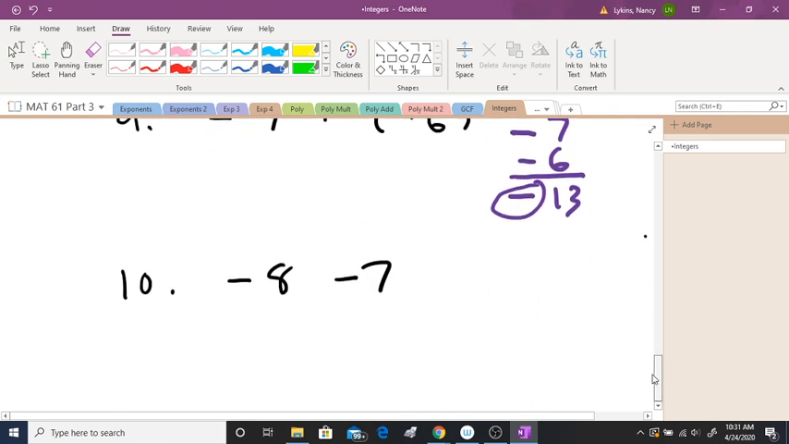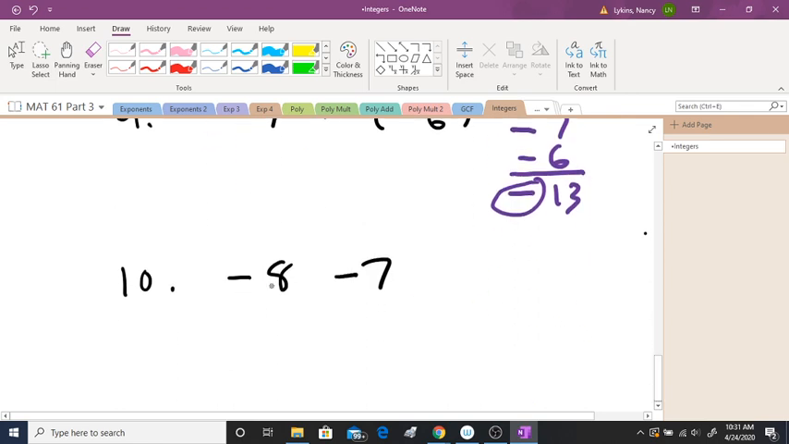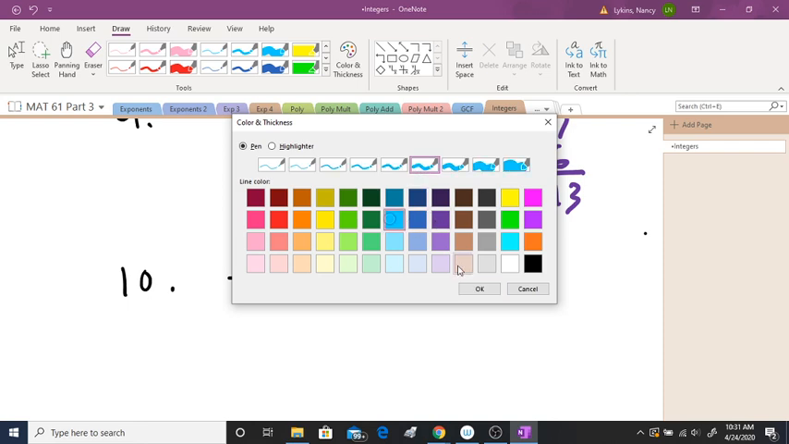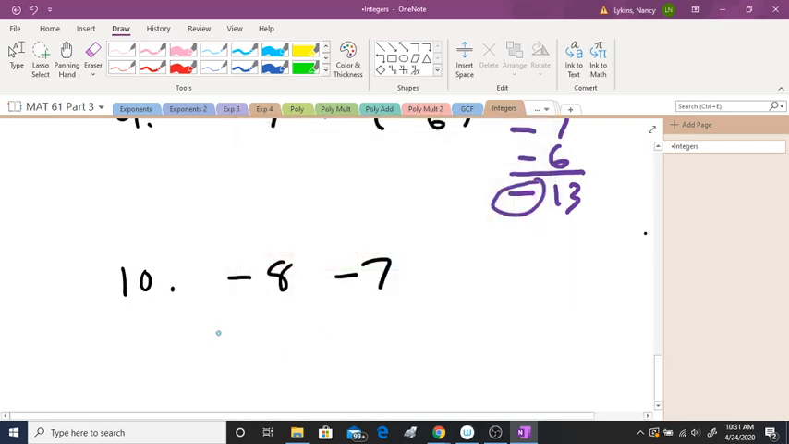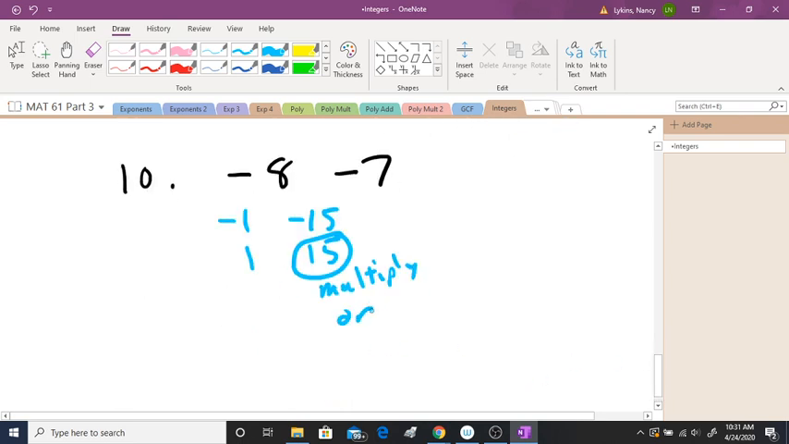And finally, I've got a -8 minus a 7. So on this one, I have a lot of different varieties as well. I've seen on this one, -1, +1, -15, and then sometimes I see two negatives make a +15. The only time that two negatives make a positive is when you multiply or divide.